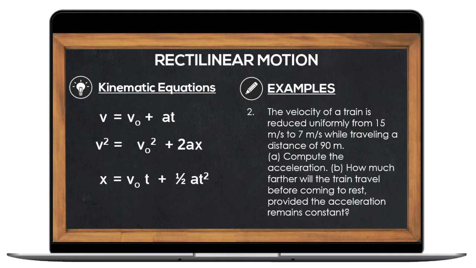So the velocity of a train is reduced uniformly from 15 meter per second to 7 meter per second, while traveling a distance of 90 meters. So compute the acceleration and how much farther will the train travel before coming to rest, provided that the acceleration remains constant? Okay, so let's solve this one.